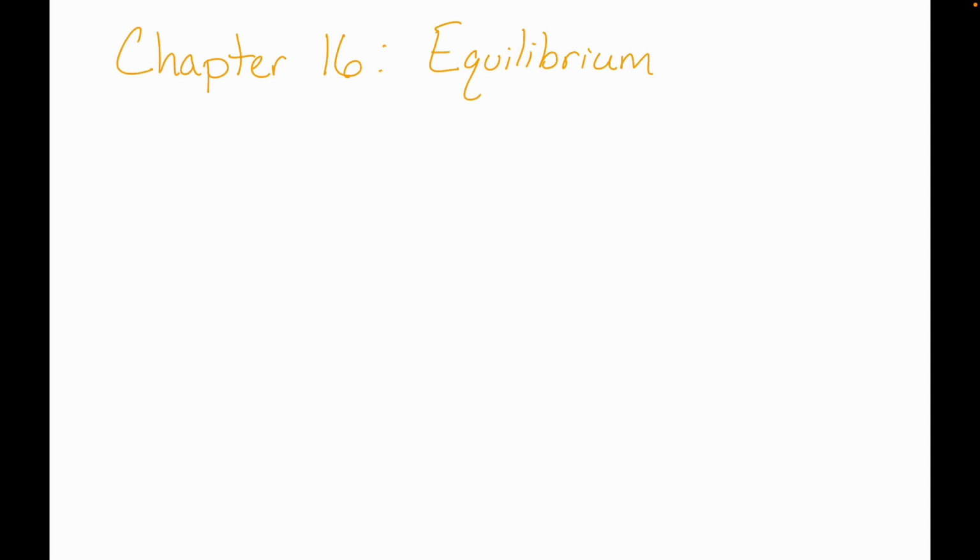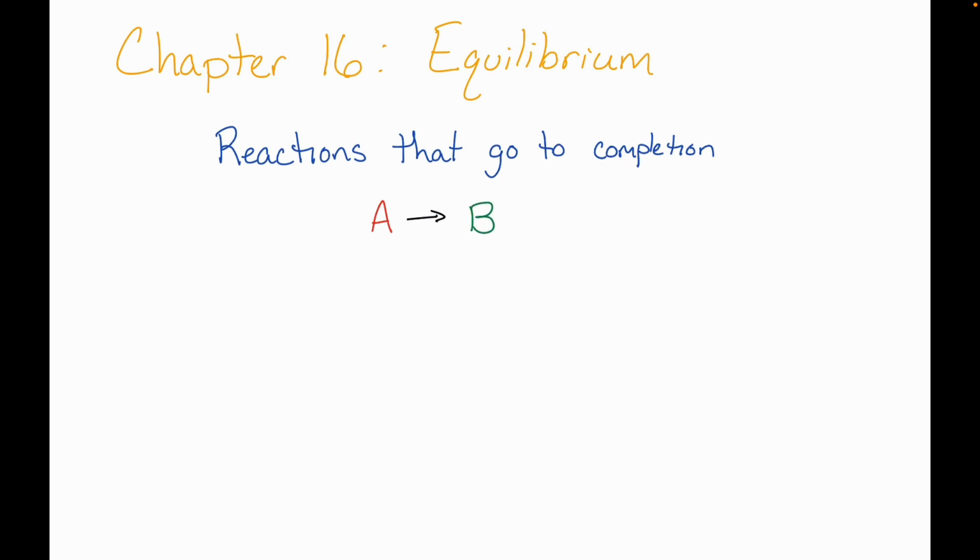This is going to be an important concept. We're going to see it revisited over and over and over again in future chapters. Okay? So up until this point, a lot of the reactions that you guys have studied, you kind of assume that these reactions go 100% to completion. Right? So reactions that go to completion. So for example, let's say we're just going to take a generic reaction, A being converted into B, okay?